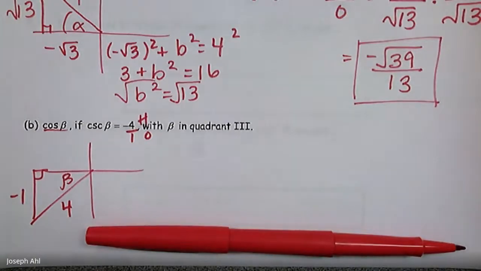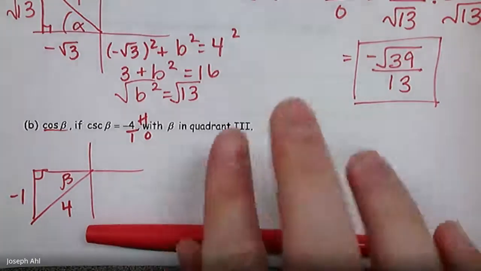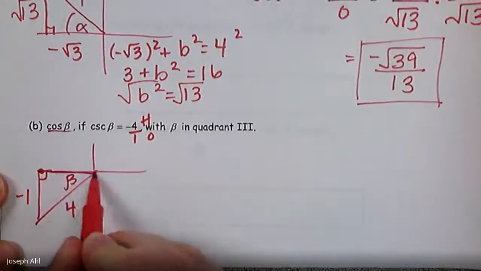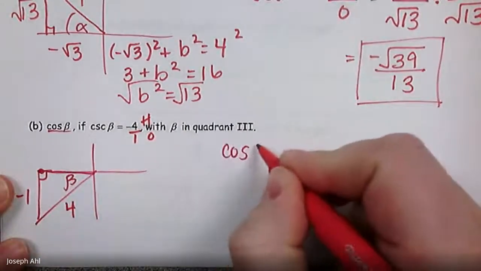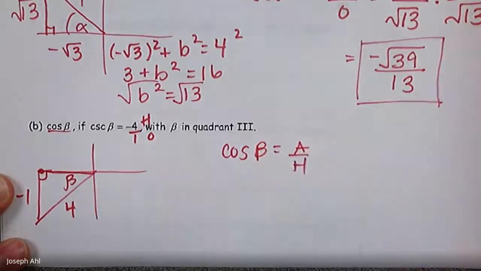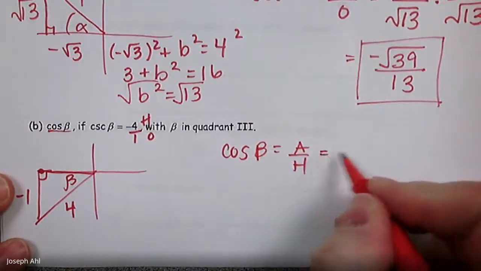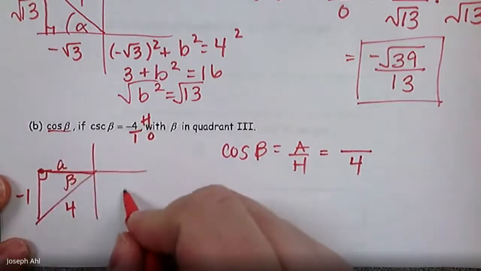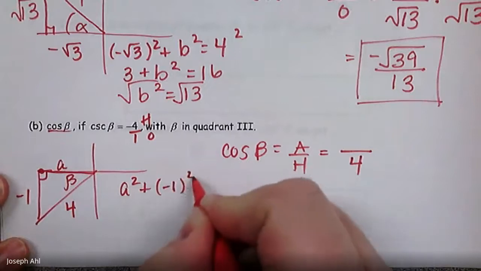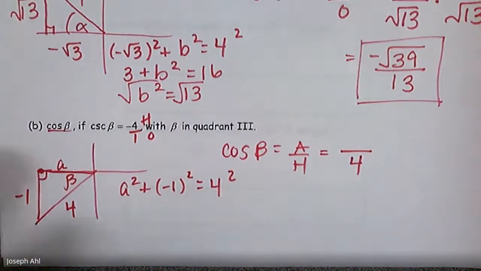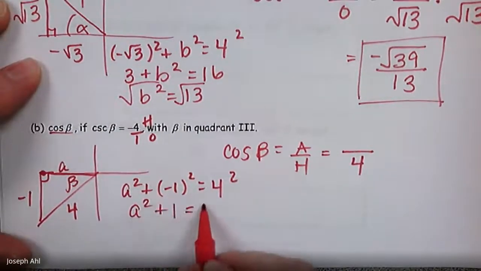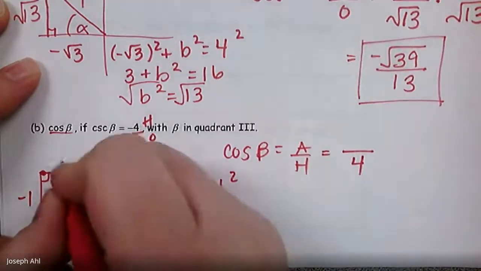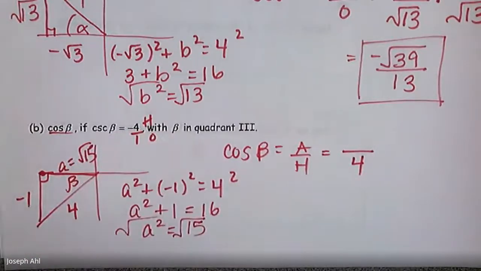All right, and I'm back. Okay, hopefully you fast forwarded through that part, and let's keep going. So if I find the missing side here, I'm going to need it, because what's cosine of beta? Cosine of beta is adjacent over hypotenuse. So the hypotenuse I know already is 4. What's the adjacent side? Well, if I call this a squared plus b squared equals c squared, just like we did up above, so a squared plus 1 equals 16. A squared is equal to 15. This side is radical 15.